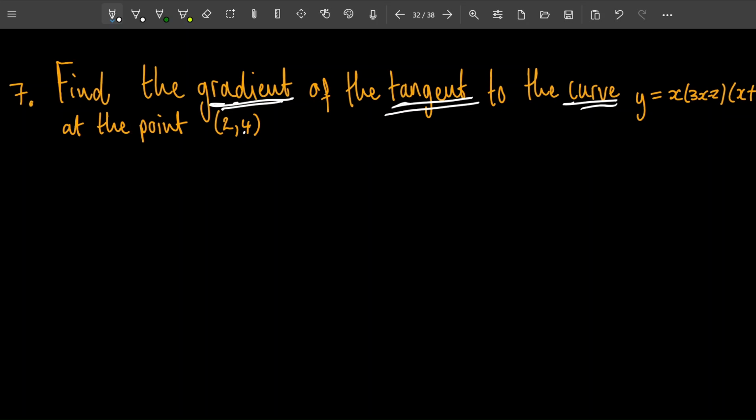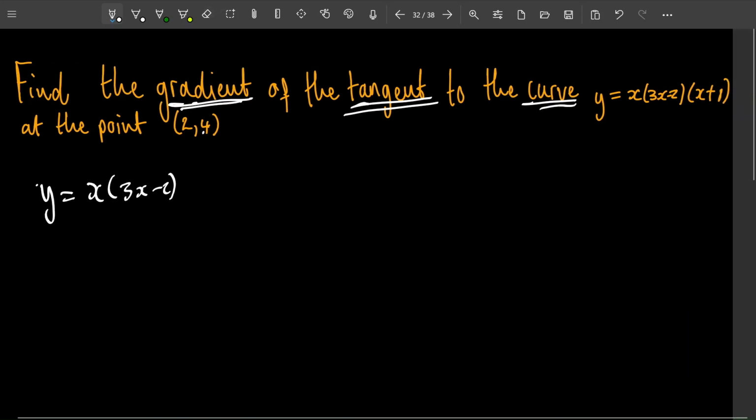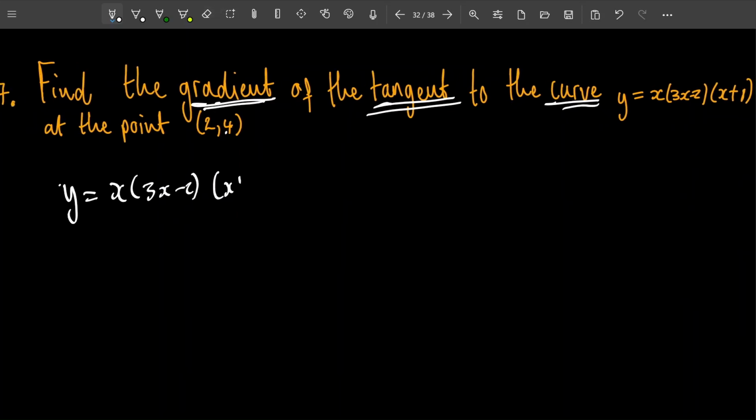So what do we have? What is our original curve? It says y is equal to x multiplied by (3x minus 2), and then multiplied by (x plus 1). So the first thing we do is differentiate, and to differentiate, we have to expand.